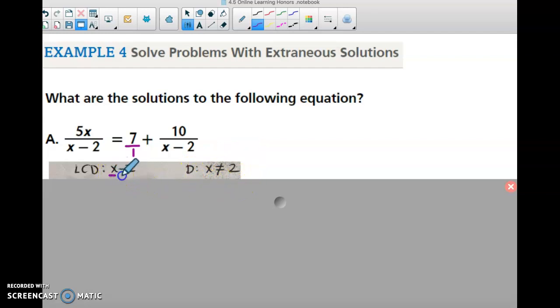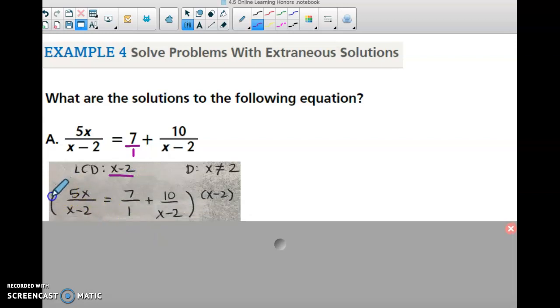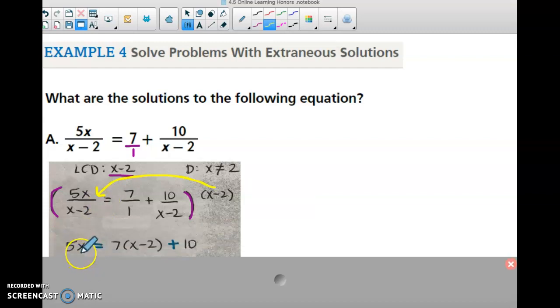Okay, what do I do with this least common denominator? I need to take it and multiply my entire equation by it. So I take my entire equation, put it in parentheses, and multiply x minus 2 by everything. This is where I don't really write out the distributing every time, because we're honors, we really don't need to be doing that. When I distribute x minus 2 to this first fraction, I just look at it and realize x minus 2 and x minus 2 are going to cancel. So I'm going to be left with 5x, my numerator.